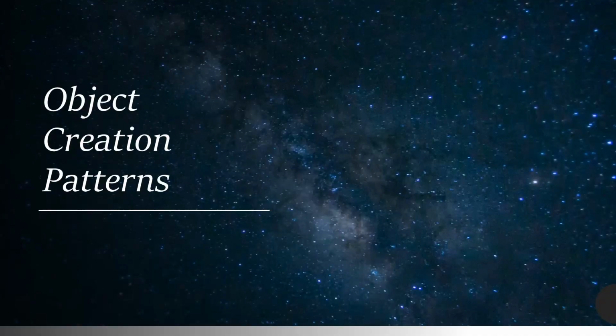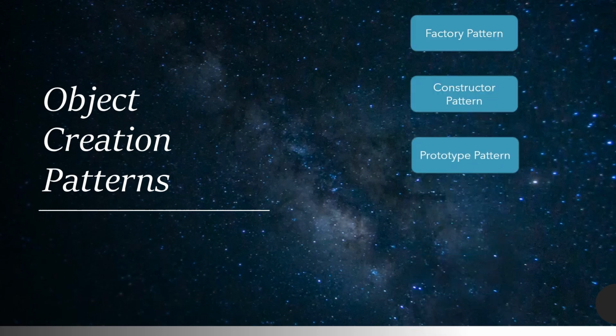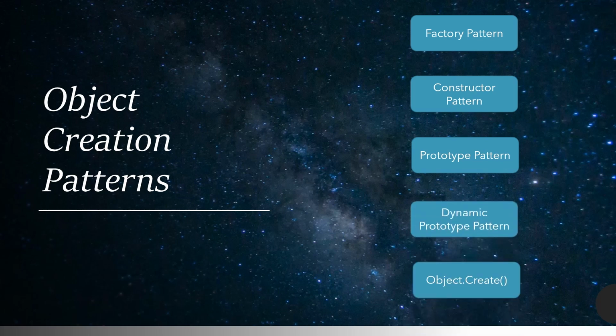There are 5 different object creation patterns in JavaScript: factory pattern, constructor pattern, prototype pattern, dynamic prototype pattern, and Object.create. We shall be looking into these object creation patterns along with code examples to dig deep. Objects and prototypes and inheritance are one of the key topics among the interviewers for JavaScript programming. Please pay attention to the details and keep practicing. Now let us look into code examples.